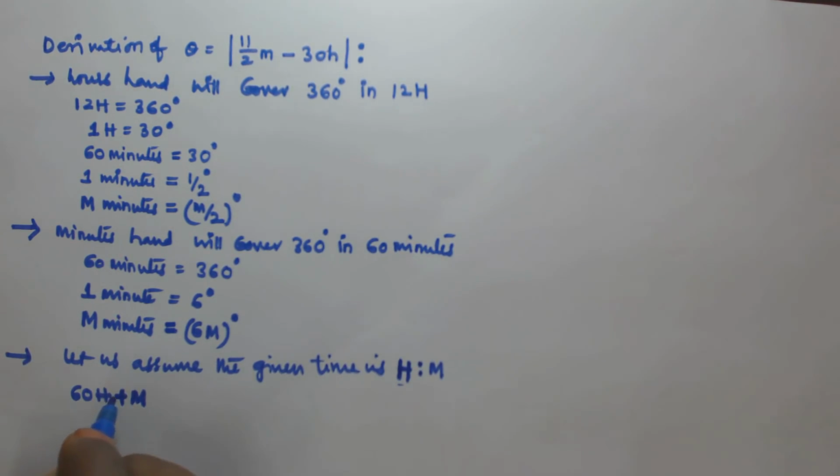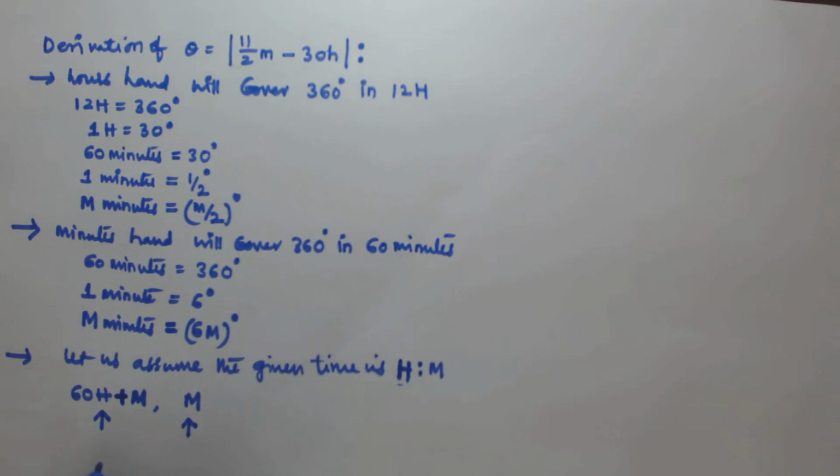So that's why I'm adding this extra m. When these h hours are converted into minutes, it is going to be 60h and m minutes. Okay, so the minutes hand is going to be at m. The hours hand will finish this many minutes in h hours m minutes, and the minutes hand will finish this m minutes.